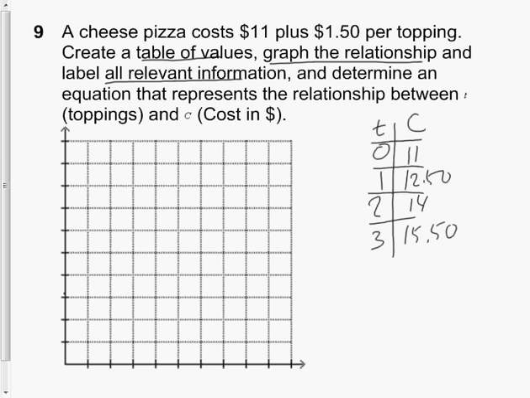Okay, so I'm going to graph that next. I'm going to put this as T and this is C. This is the number of toppings. I'm going to define my axes and what the numbers are: number of toppings and the cost in dollars. All right. So with 0, 1 topping, 2 toppings, and 3, 0 toppings is going to cost me $11. So I'm probably going to break this up here and go $11.